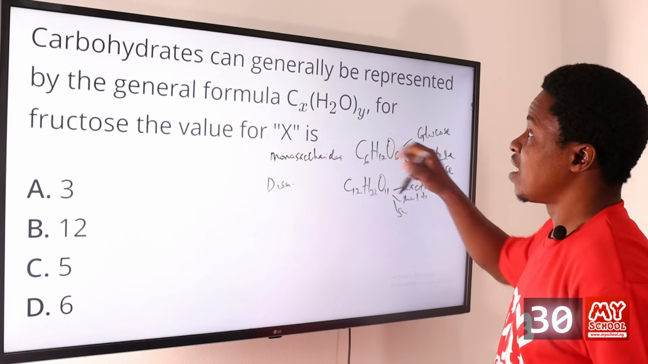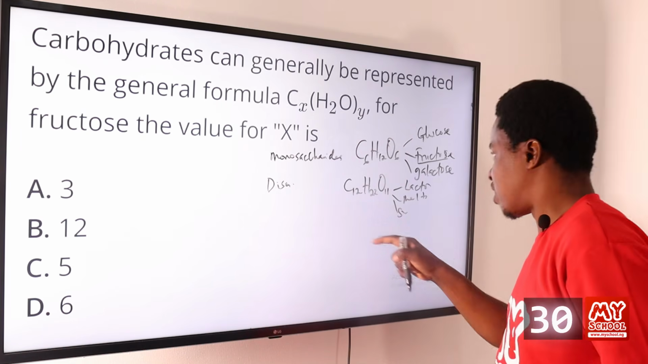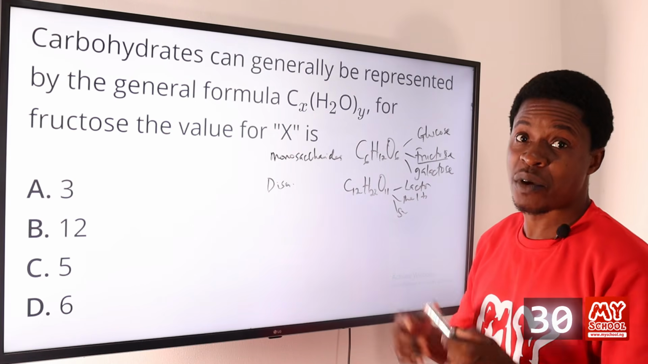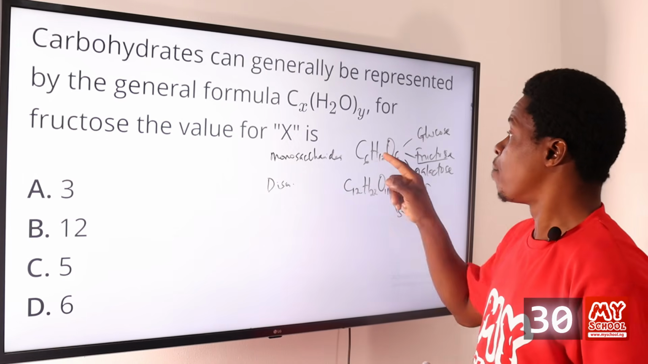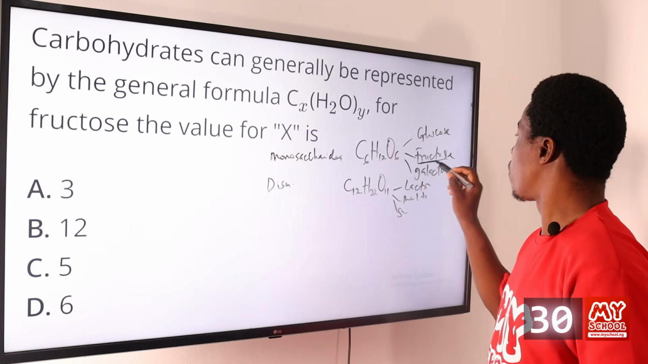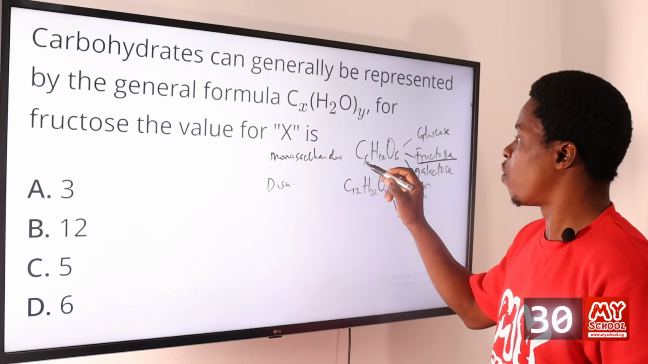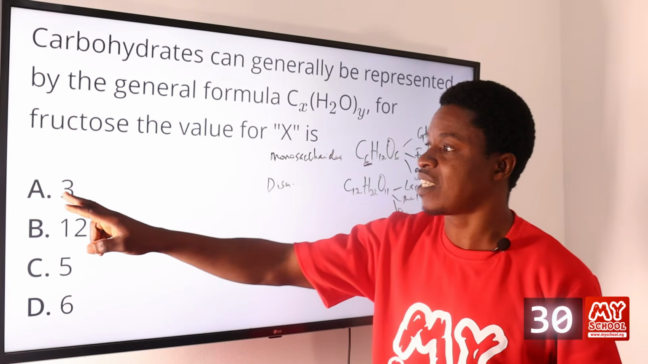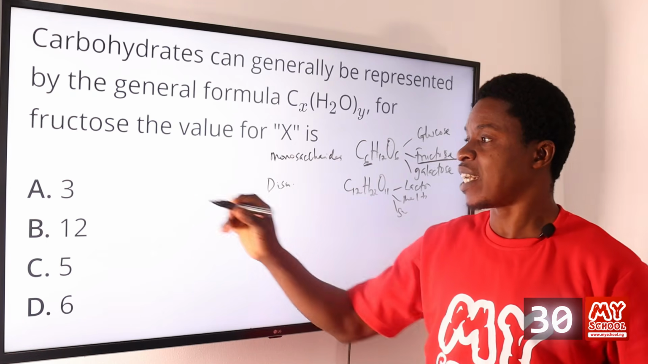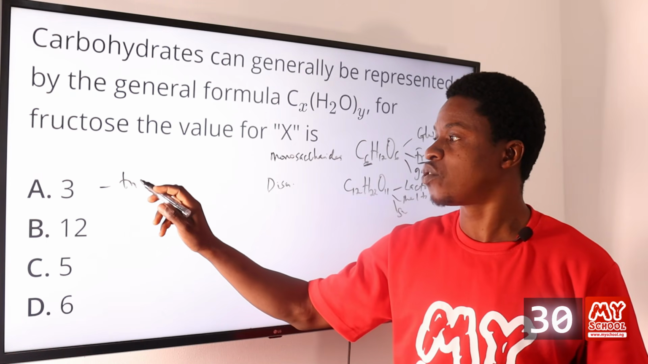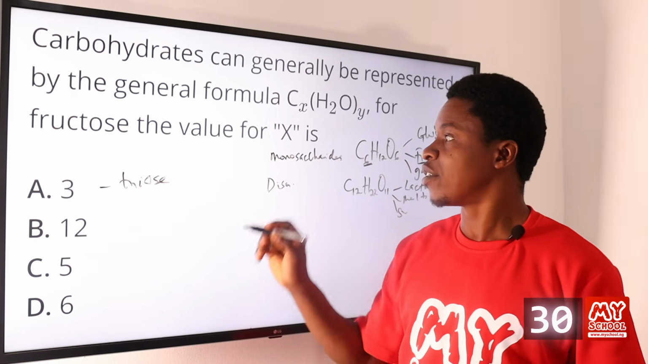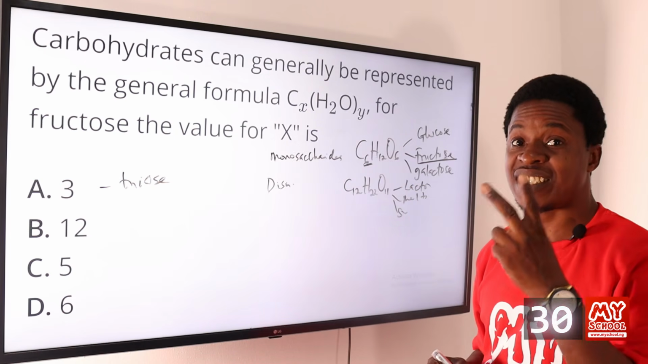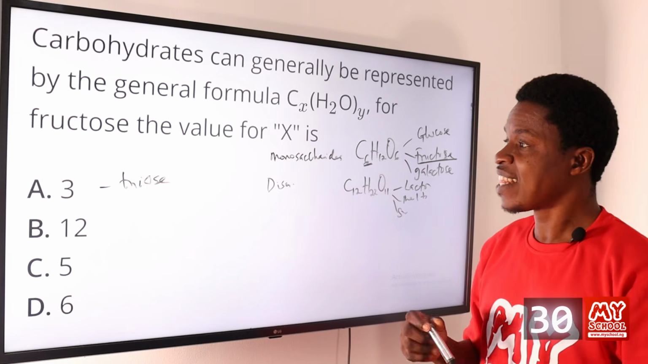The general formula here applies to every one of these, whether monosaccharide, disaccharide, or polysaccharide, like where we have our starch, cellulose, and so on. But the question is, the value of X for fructose here will be what? This is the general formula. Now, option A says 3. If you have C3, then that becomes a triose sugar. But fructose is actually a hexose sugar, because it has 6 carbon atoms. It's a monosaccharide that has 6 carbon atoms.